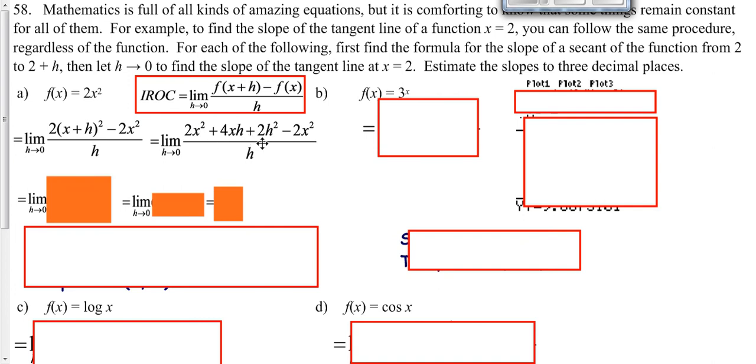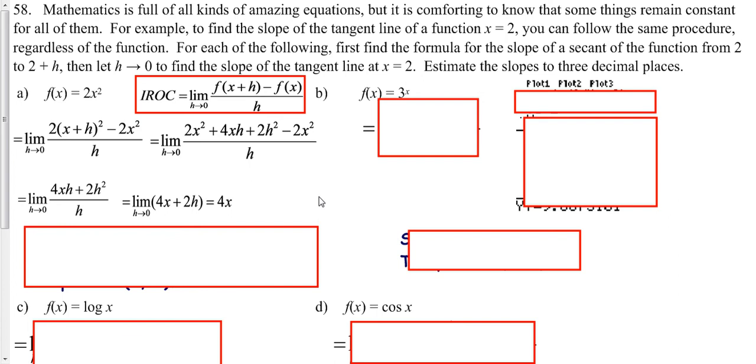So now we're going to collect our like terms. We have a 2x squared, a negative 2x squared. They're going to drop, so we're just left with this here. Then you'll notice everything has an h. So let's take an h out of the top and the bottom, and we end up with this. Now that we no longer have that h in the bottom, we can actually plug in 0 for our h, and we get 4x.